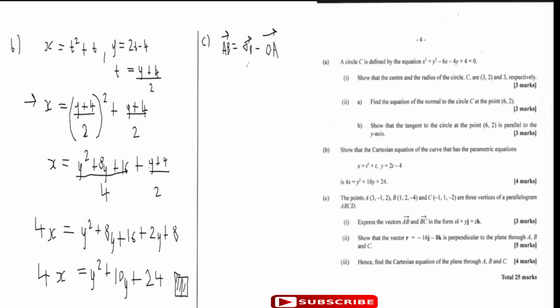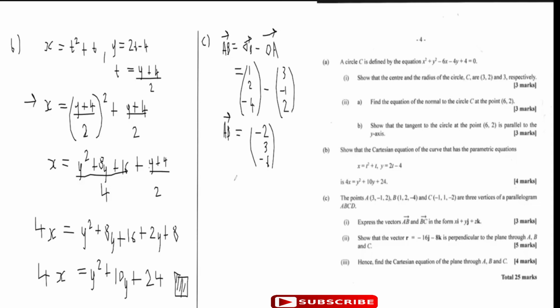OB minus OA, looking at the coordinates, OB is 1, 2, minus 4. That's vector OB. And we're subtracting vector OA. Vector OA is 3, minus 1, 2. Doing this easy subtraction, we get that vector AB is 1 minus 3, which is minus 2; 2 minus minus 1, that becomes 3; then minus 4 minus 2, which is minus 6. That's vector AB. Nice and easy.